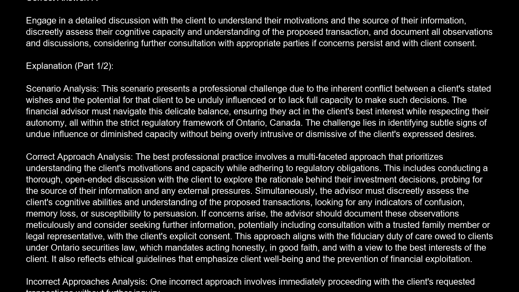If concerns arise, the advisor should document these observations meticulously and consider seeking further information, potentially including consultation with a trusted family member or legal representative, with the client's explicit consent. This approach aligns with the fiduciary duty of care owed to clients under Ontario securities law, which mandates acting honestly, in good faith, and with a view to the best interests of the client. It also reflects ethical guidelines that emphasize client well-being and the prevention of financial exploitation.